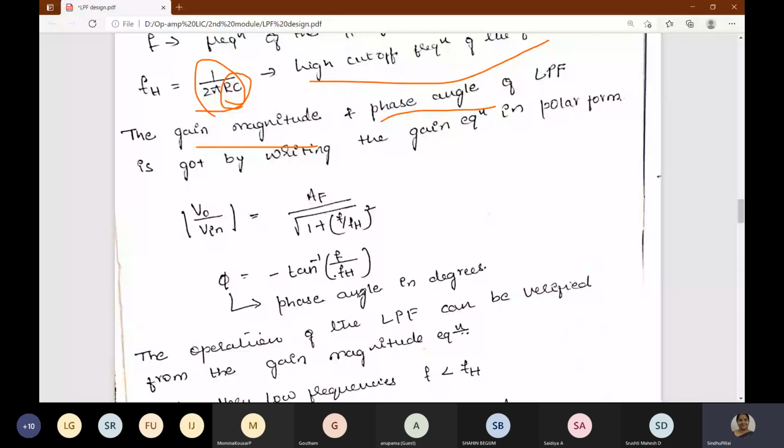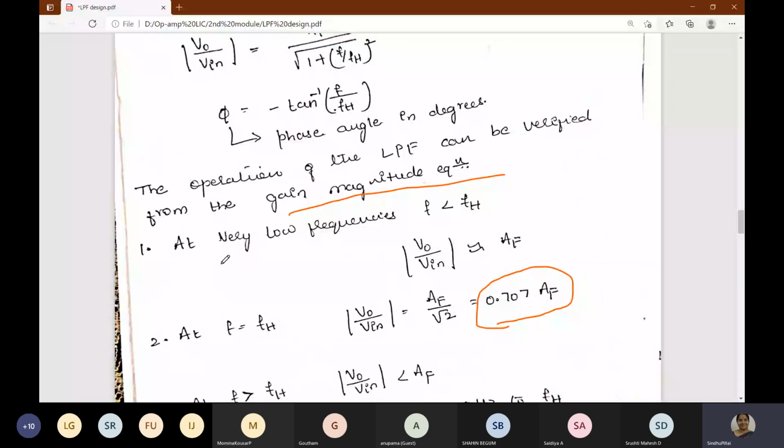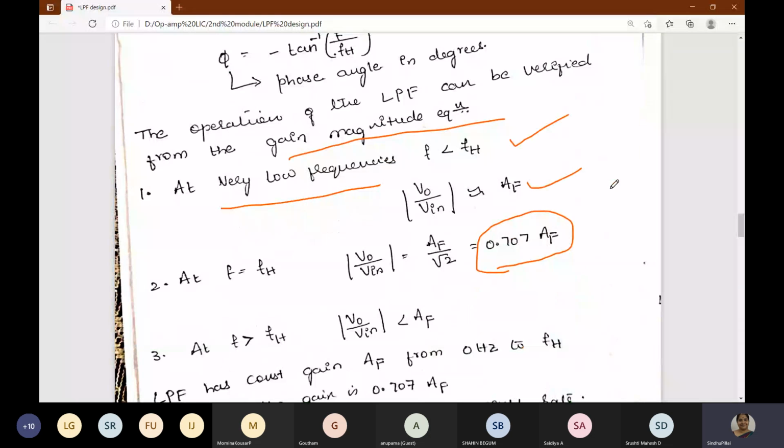See, at very low frequencies, when f is less than fh, the gain is nearly equal to AF. That is important. When f is equal to fh, that is, when the frequency is equal to the high cutoff frequency, then what will the gain become?